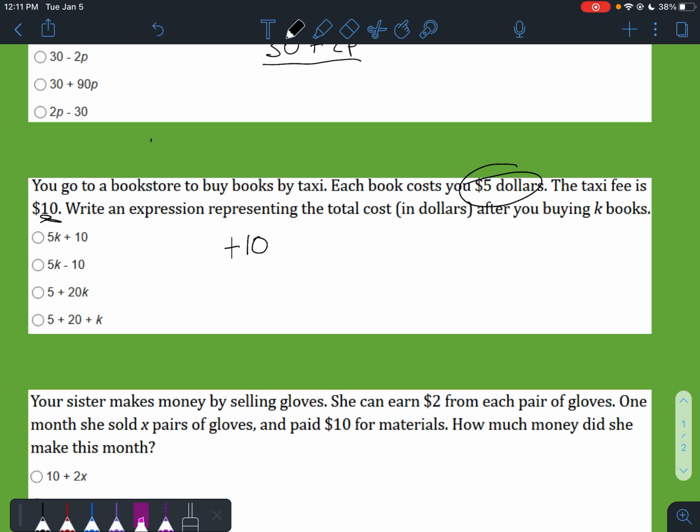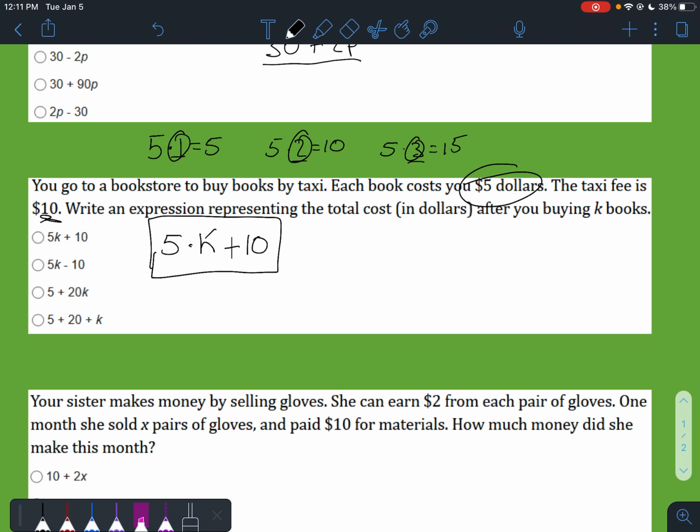Now it's going to be $5 per book. So once again, let's look at this. 5 for 1 book, it's going to be 5. 5 for 2 books, it's going to be 10. 5, 3 books, it's going to be 15. So each time you go up a book, it's going to go up $5. Now, you're buying K total books. What would K books look like? Well, it would be 5 times K plus the $10 cab fare. So it's going to be 5K plus 10. And we're assuming in this problem that $10 is going to get you there and back. So it'd be like a round trip thing.